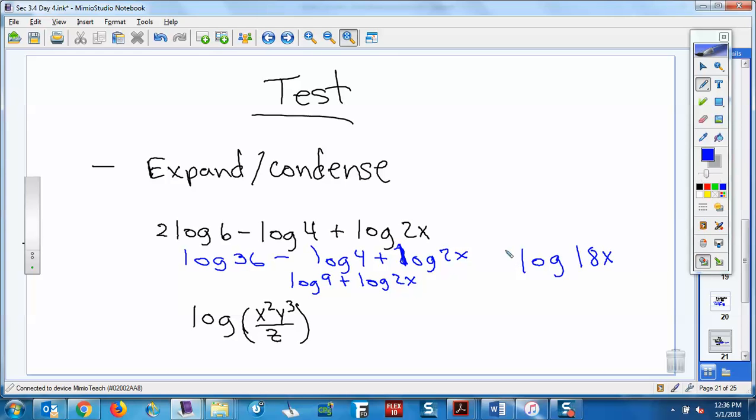18x, right? Log 18x, because you multiply it. That's condense. Okay? What about this one? The directions here would be expand.